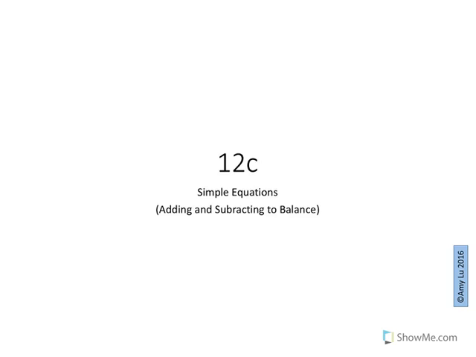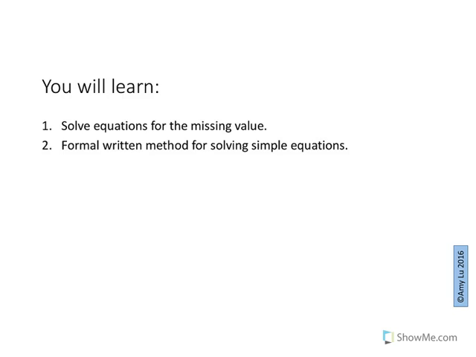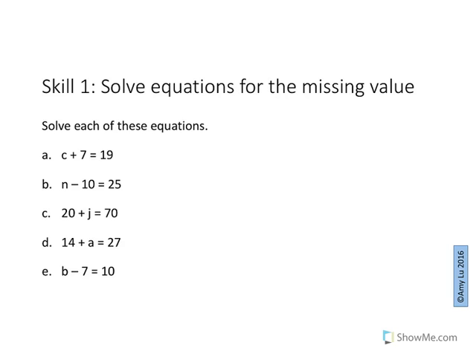So this is chapter 12C on solving simple equations. In this chapter, we're going to talk about solving equations for a missing value, and we're going to talk about formalities when it comes to solving equations. So just to give you an idea, an equation is basically what you see here, where there's an expression, an equal sign, and then something on the other side.